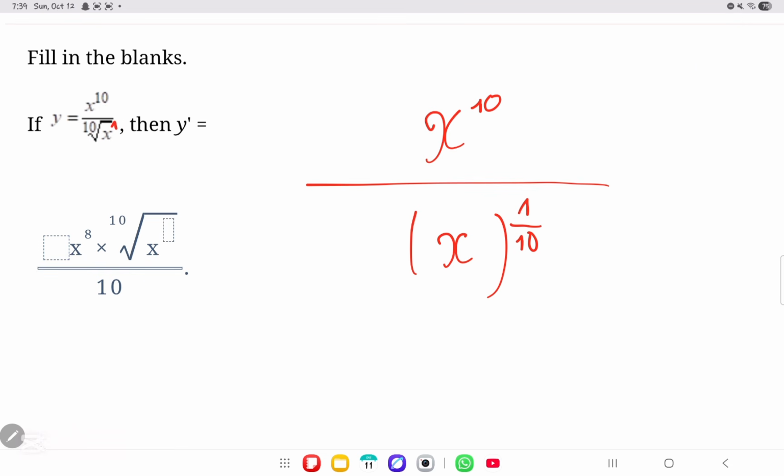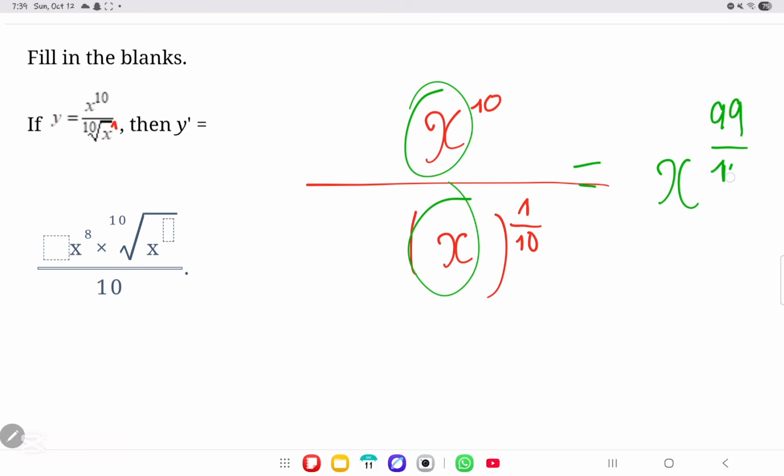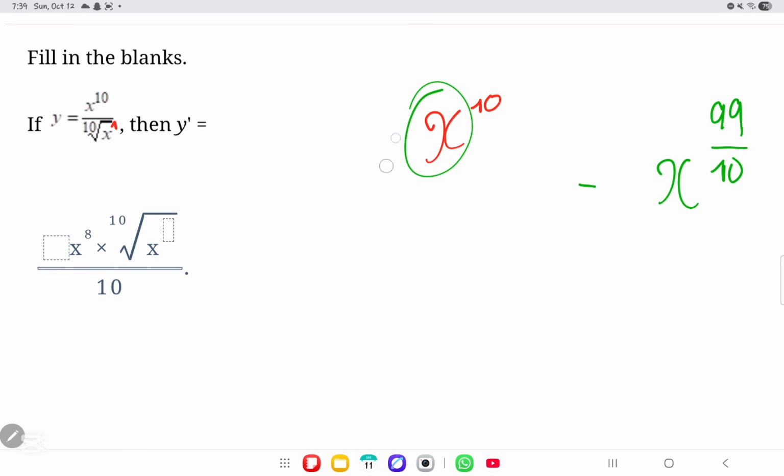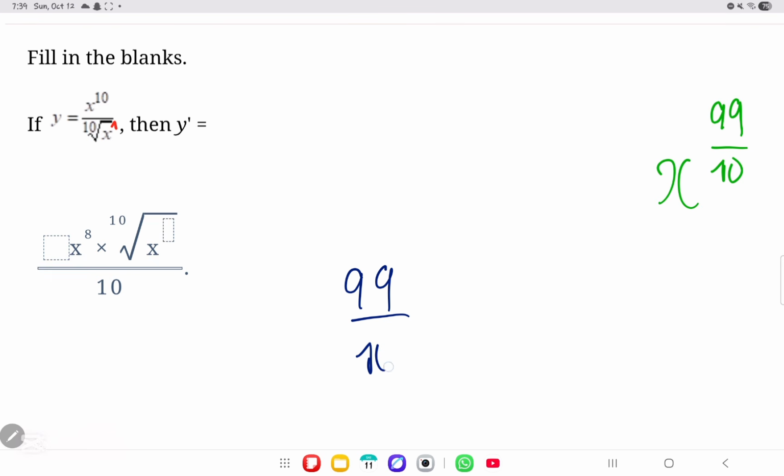Now what do we do? Because they both have the same base, which is x, we can subtract the exponents. So it's going to be 10 minus 1 over 10. So that's going to be 99 over 10. That means this is all equal to x to the power of 99 over 10. Now, of course, we need to do the derivative. So let's take the derivative of that. It's going to be 99 over 10, x to the power of 99 over 10 minus 1, that's going to be 89 over 10. Right?